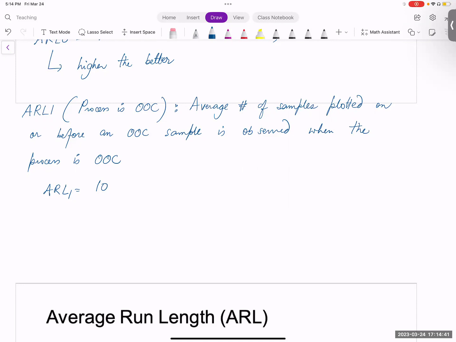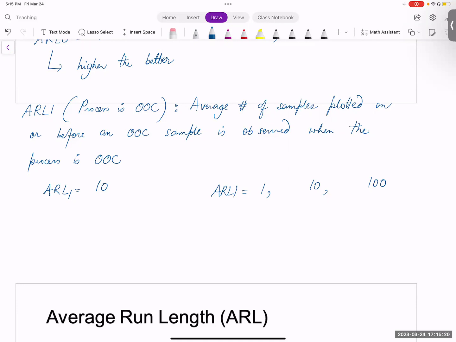Now think about it this way. If I have an ARL1 of 1, 10, and 100, in the first case, we are saying that when the process goes out of control, I'm going to observe just 1 single in control sample before an out of control sample is observed. In the second one, I'm still going to observe 10 sample points inside the control limits before an out of control sample is observed. And in the third case, it is saying that I'm going to observe 100 in control points after the process has gone out of control before an out of control sample is observed.